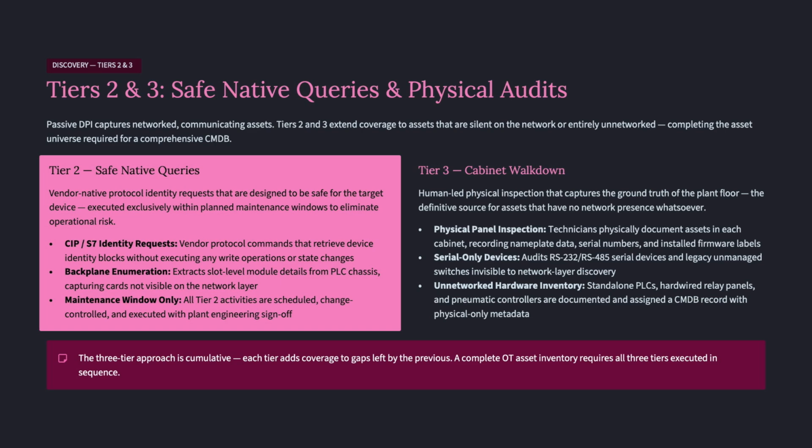Tier 3 is the physical cabinet walkdown. Automation engineers inspect enclosures to map serial-only devices, unmanaged switches, and standalone hardware that does not communicate over Ethernet. This guarantees 100% asset coverage.